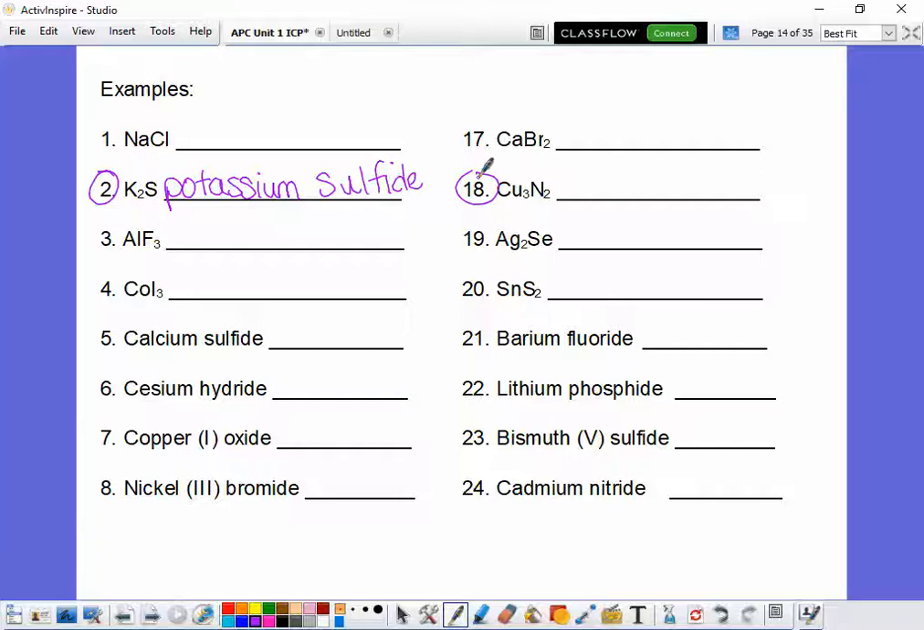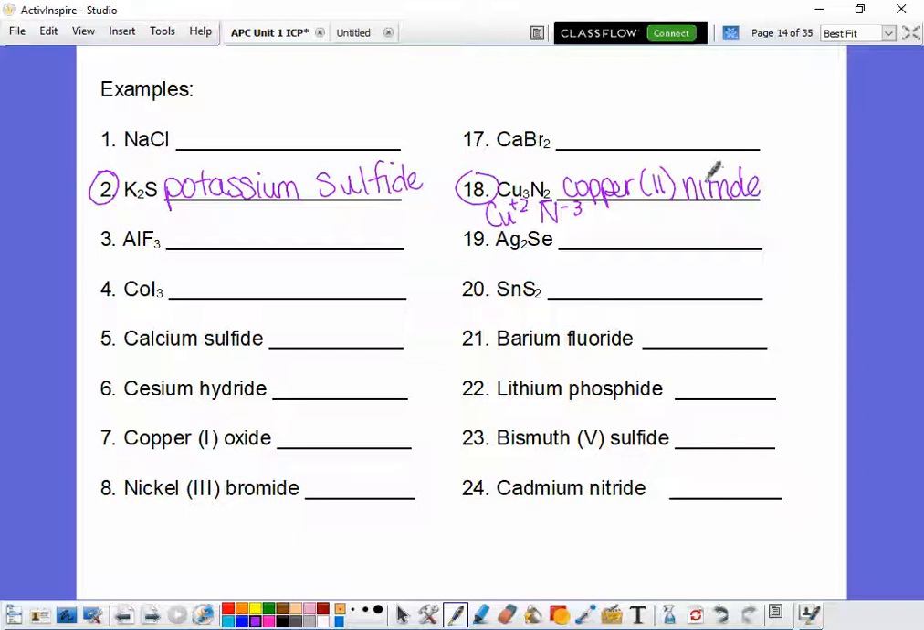So, copper is going to need a Roman numeral. What Roman numeral is it going to get? 2, because that's its charge. Remember, this was Cu plus 2 and N minus 3. Crisscross down to get those subscripts. So copper(II), and then how do I name the nitrogen? Nitride.